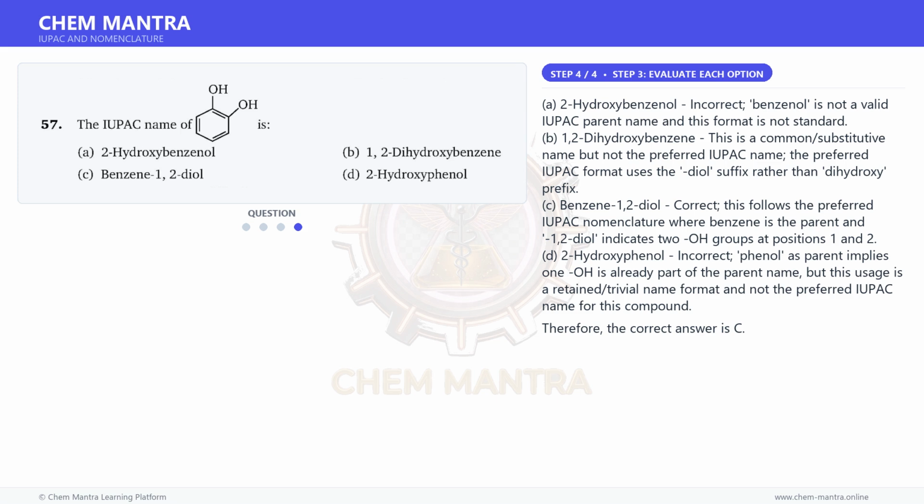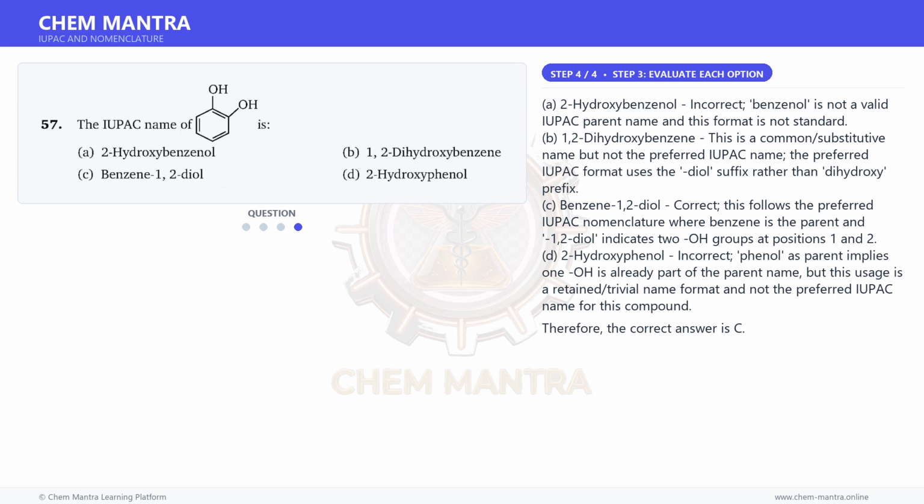C. Benzene 1,2 diol, correct. This follows the preferred IUPAC nomenclature where benzene is the parent and 1,2 diol indicates 2 OH groups at positions 1 and 2. D. 2-hydroxyphenol, incorrect.